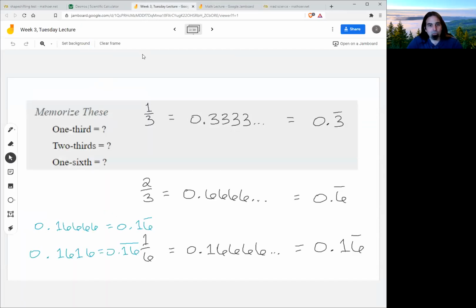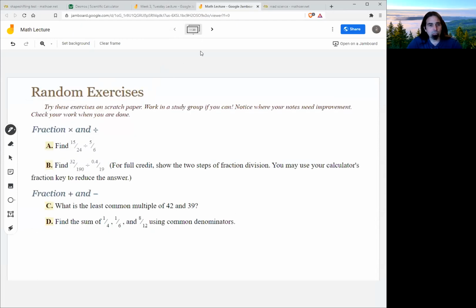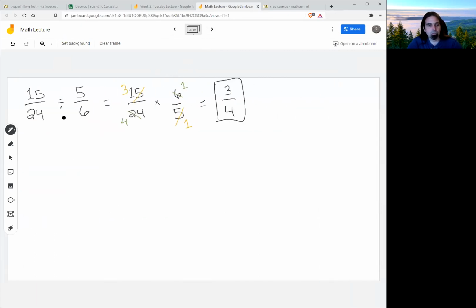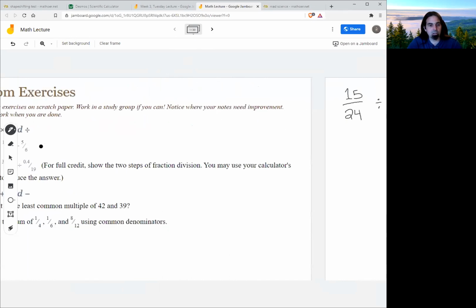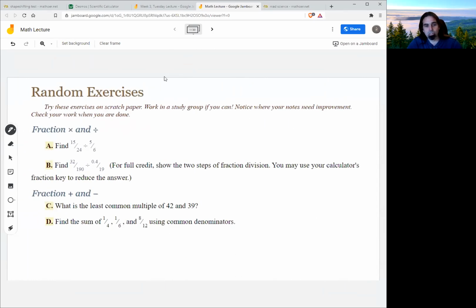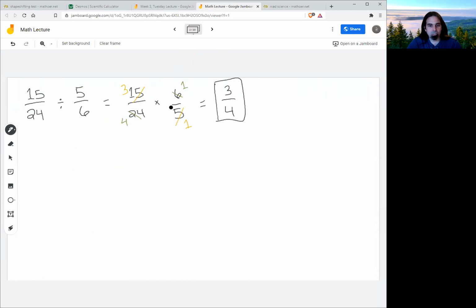We have everything we just did on a new copy of the Jamboard, so we could take our real Jamboard and erase it and start over. We're doing the random exercises for fraction math to make sure that we got it. So we just did one. I forgot to hit record again, but there is a 15/24 divided by 5/6: flip, cancel, get your answer.